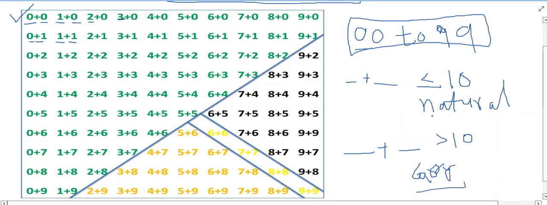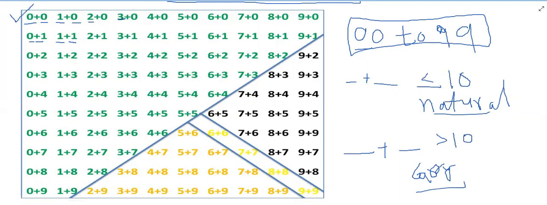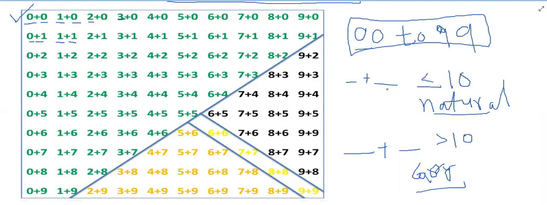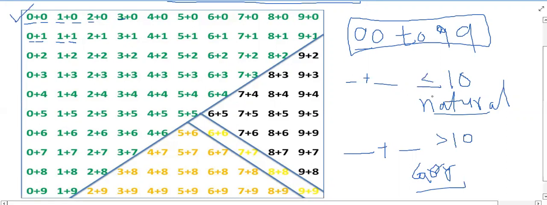What is natural addition? Tell me. When the result is less than or equal to 10. Equal to 10 is also not a big problem for us. So a sum up to 10 is natural addition, and a sum exceeding 10 is carry addition or carry combination. Now here, the total 100 combinations from 00 to 99 I have categorized: some in green color, some in black color, some in orange color, some in yellow color.